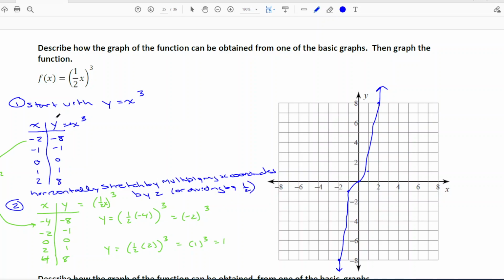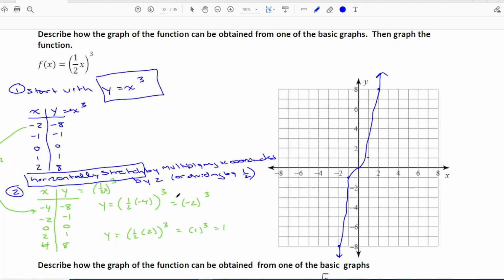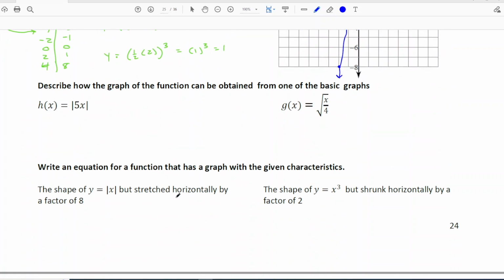And really the key thing I'm looking for is that we're starting with this base graph of y equals x cubed, and then it's going to be horizontally stretched. How do we horizontally stretch it? Well, we multiply all the x values by 2, or we divide them all by 1/2, or something along those lines would be great. Okay, so let's just practice that sentence.